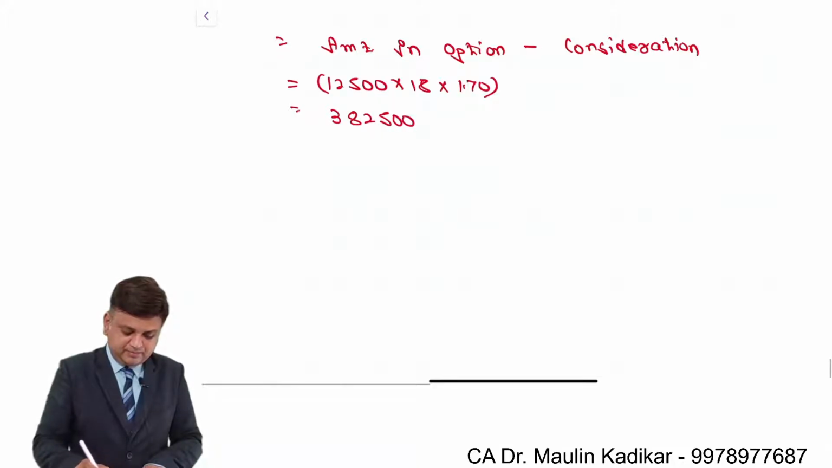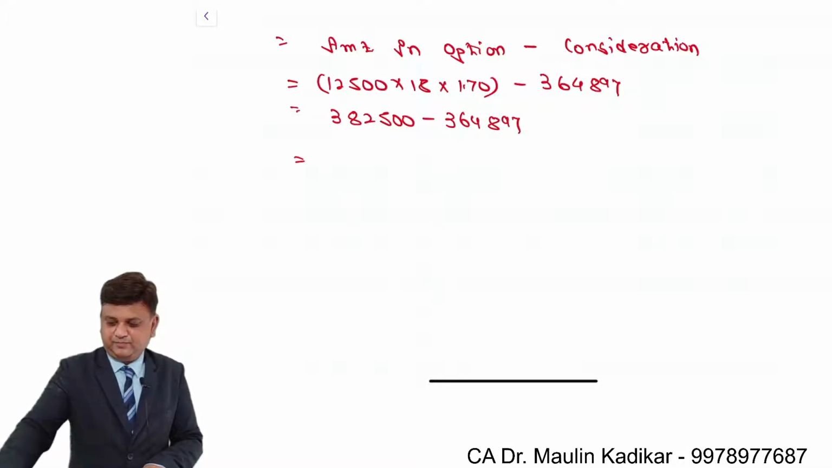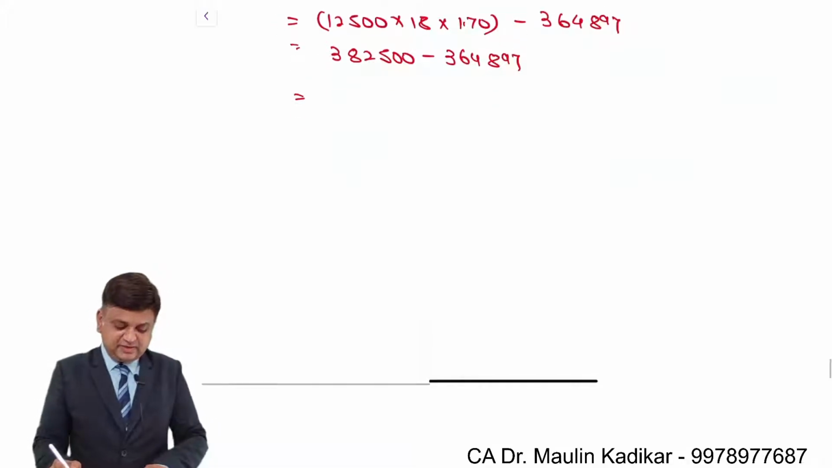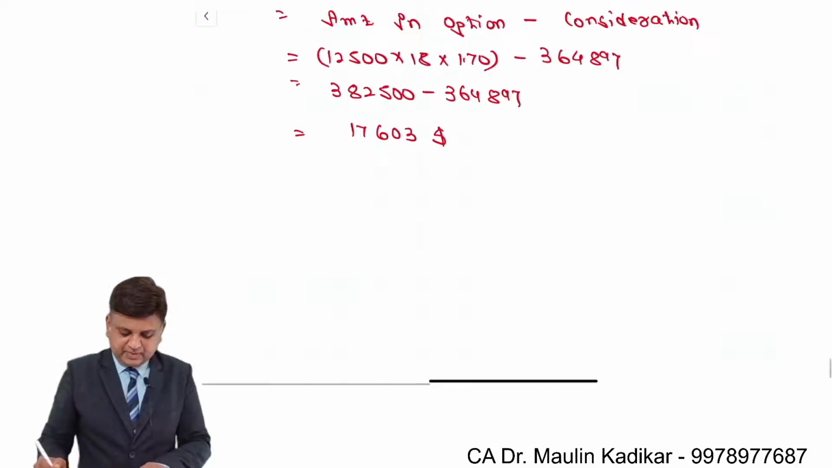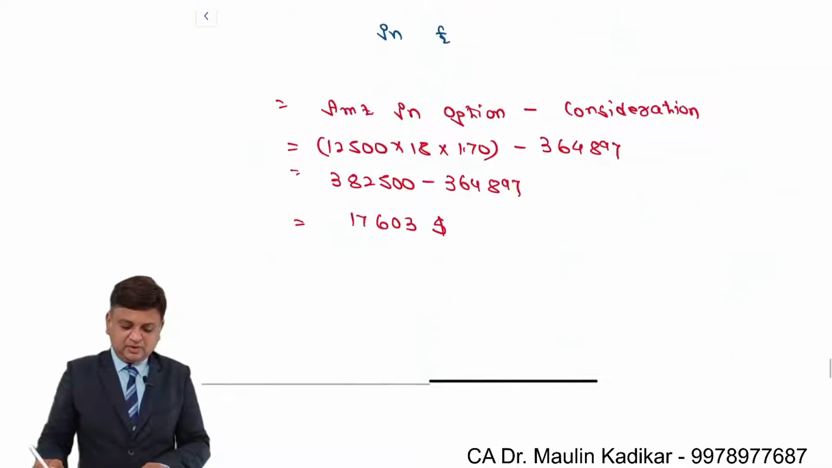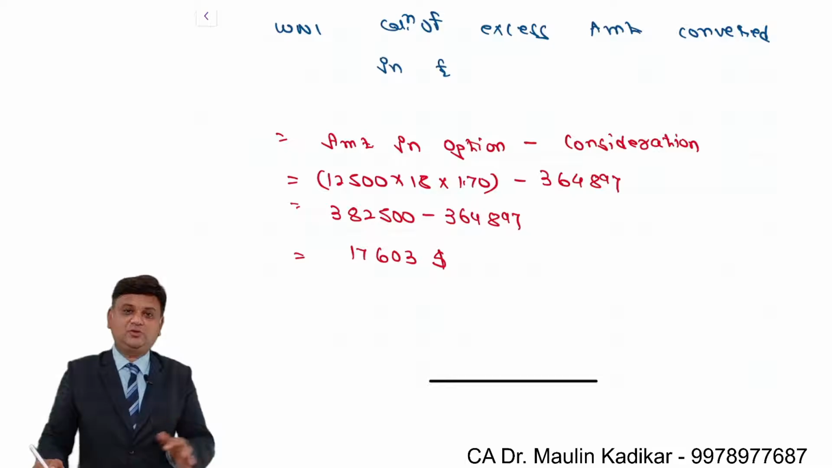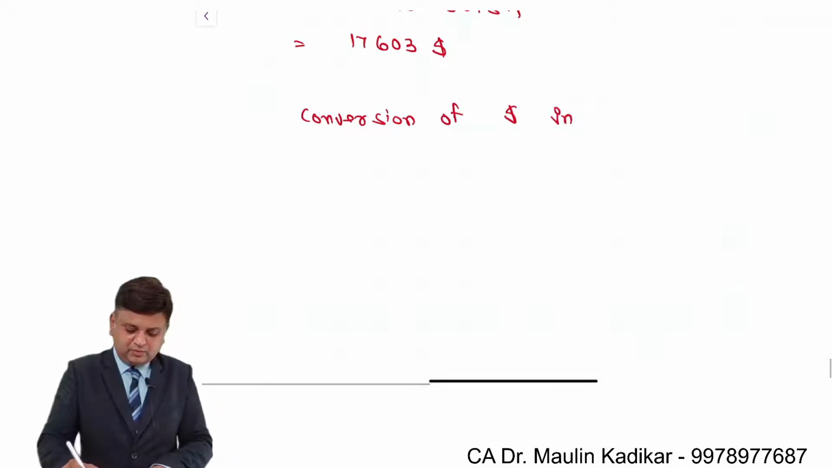3,82,500. And the amount of the consideration is 3,64,897. So the excess amount is $17,603. This is the amount of the dollar which you will have extra. Now we'll make the computation of the conversion of this dollar into pound. So conversion of dollar into pound. So to this extent your cost will decline.